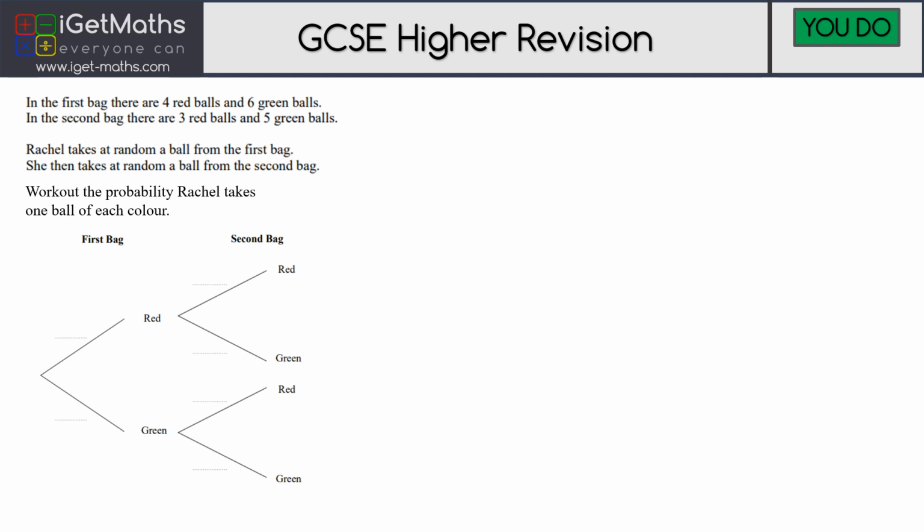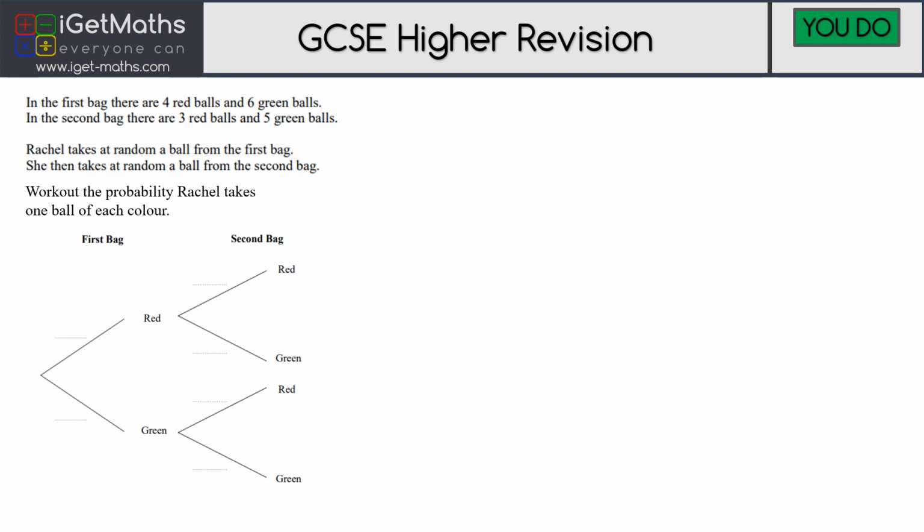Okay, so your question says, in the first bag, there are 4 red balls and 6 green balls. In the second bag, there are 3 red balls and 5 green balls. Rachel takes at random a ball from the first bag. She then takes at random a ball from the second bag. Work out the probability Rachel takes 1 ball of each color.